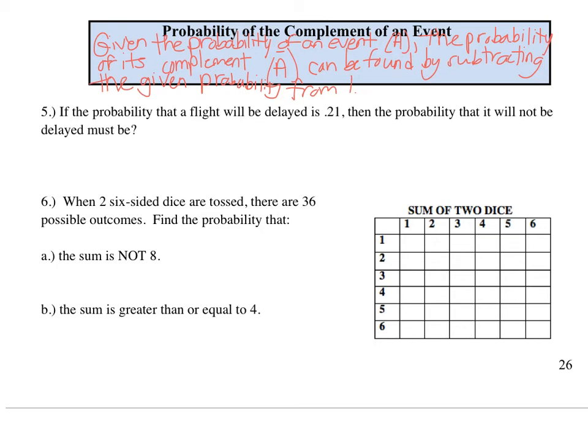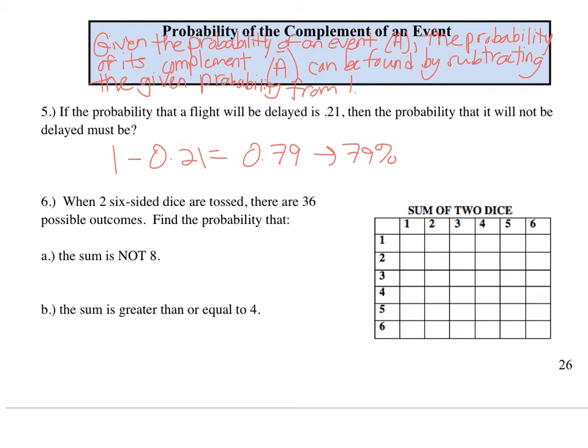And that's because all probabilities are totaled out of 1, and if they're completely mutually exclusive, you're either this or you're that, then the difference between 1 and the probability of the other event occurring would leave you with the probability of your event occurring. If the probability that a flight will be delayed is 0.21, then the probability it will not be delayed must be, we do 1 minus 0.21, and we get 0.79. So the probability that it will not be delayed is approximately 79%.